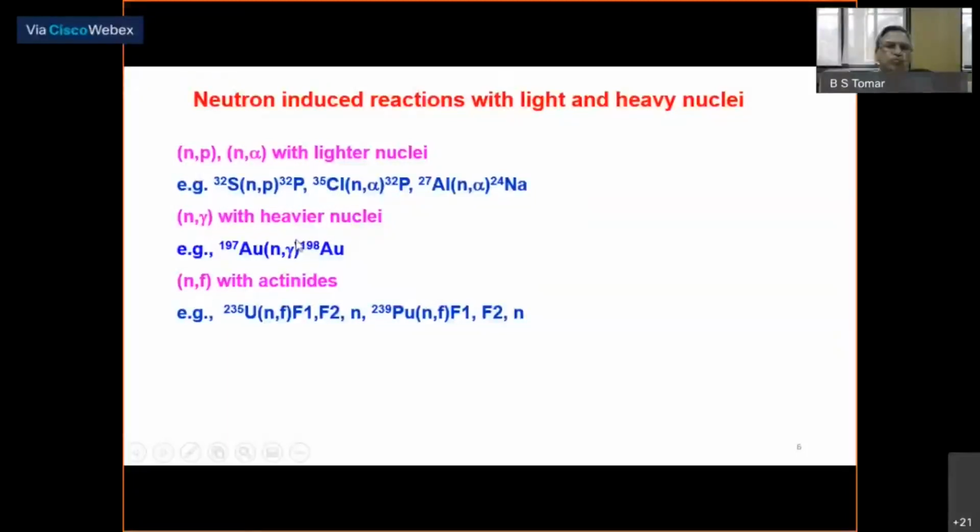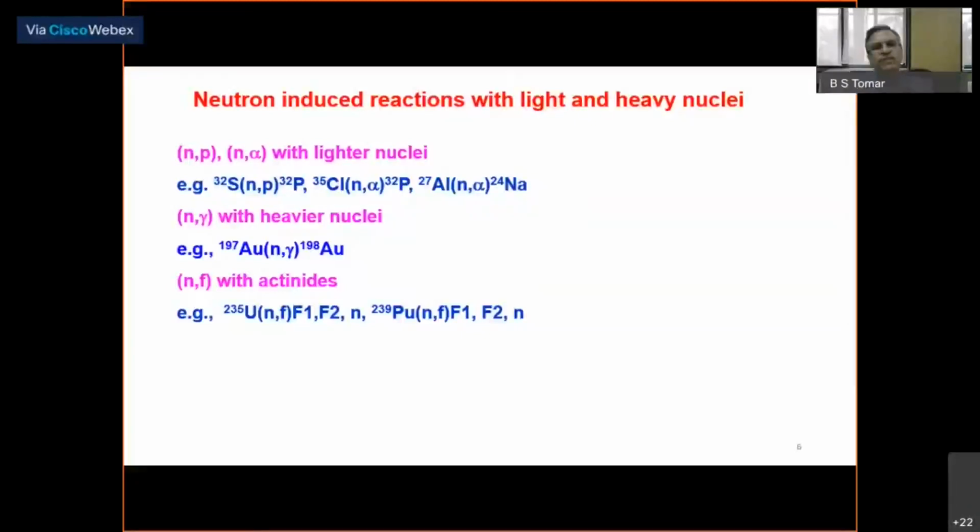Then, whereas the n,gamma reaction is most common in the entire range of mass number, and particularly in the heavier mass region, this is the only mode of decay. For example, gold-197 (n,gamma). This is the only one. So if you take rare earths or even the transition elements, you will find that for mass number more than 50 or so, the (n,gamma) is the most common mode of reaction for the target nuclei.